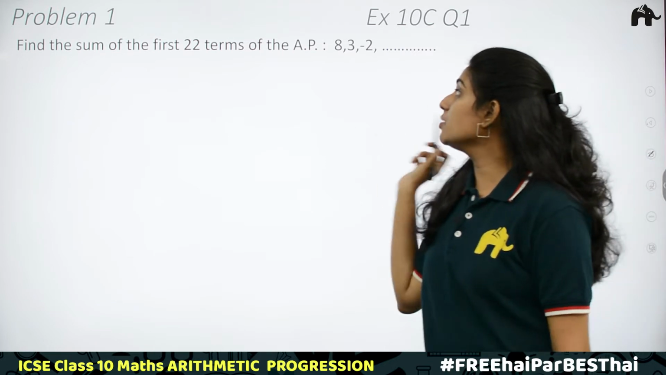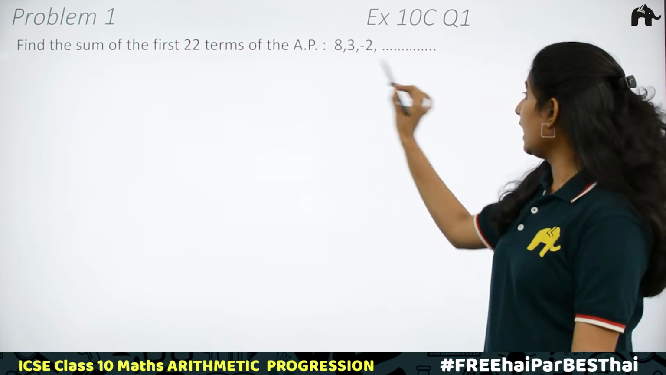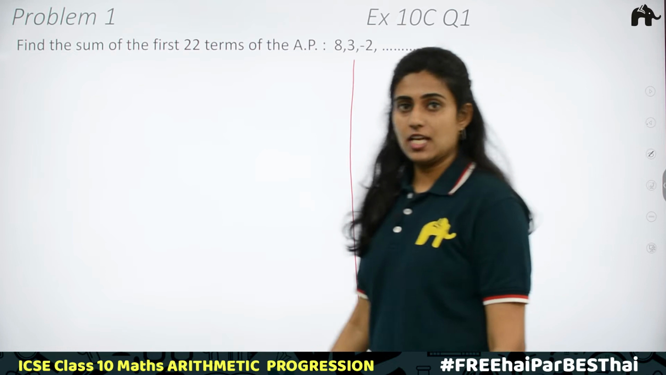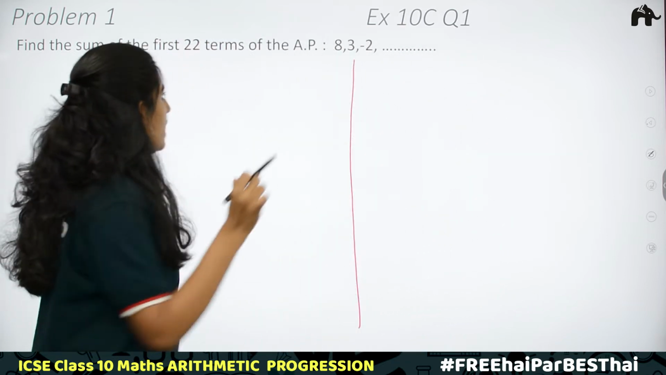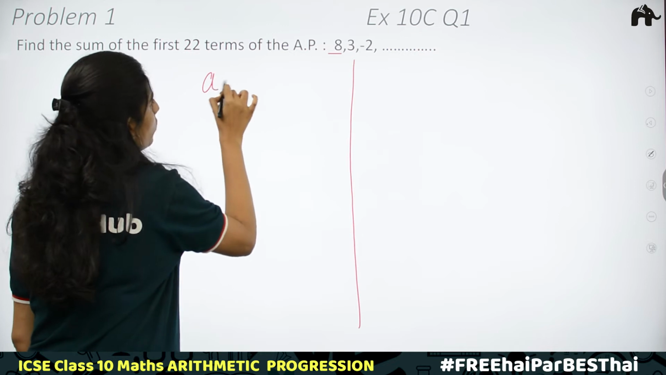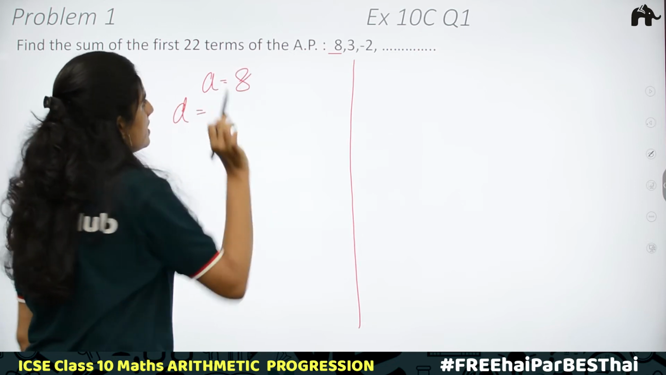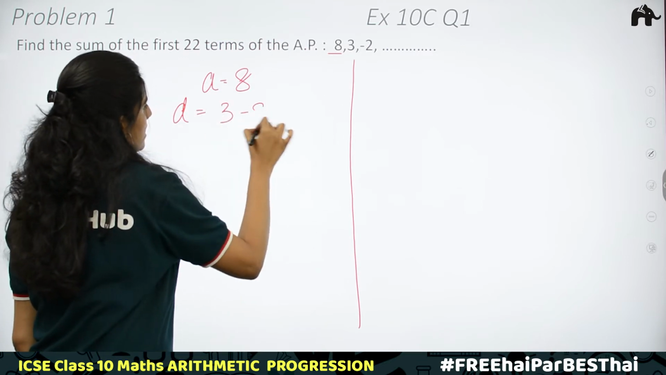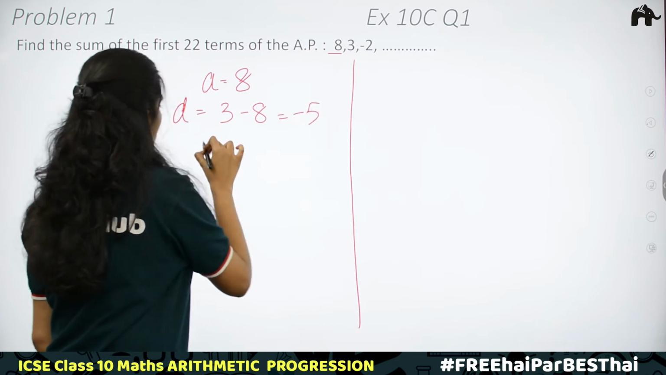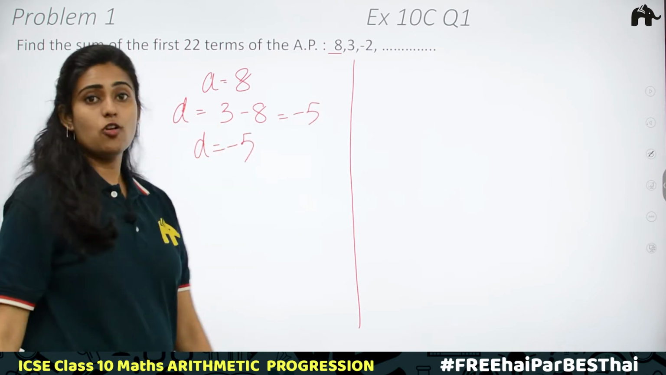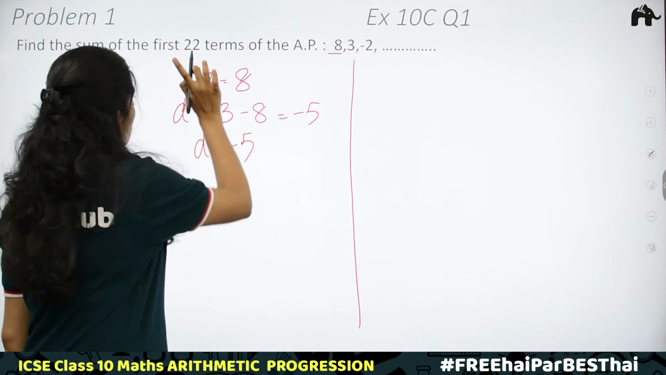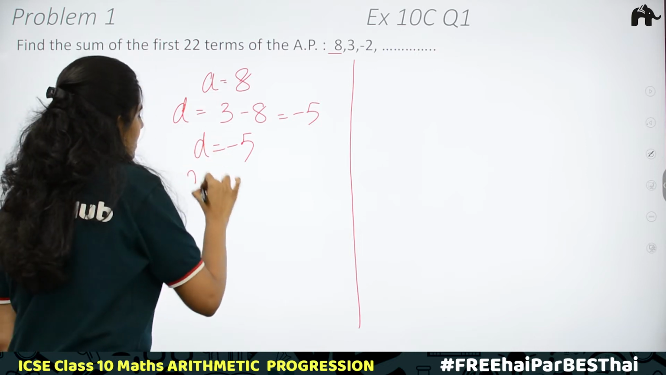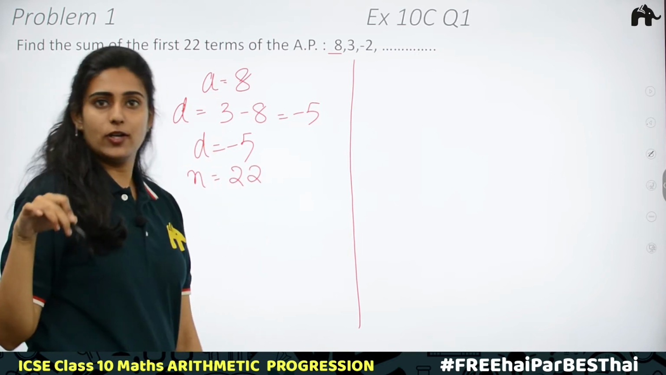Find the sum of first 22 terms of the AP 8, 3, minus 2, etc. Here what is the first term? We have to find the sum of first 22 terms. This is the first term, a is equal to 8. Now the common difference, d is equal to second term minus first term. Second term is 3, first term is 8. 3 minus 8, which is equal to minus 5. Common difference d is equal to minus 5. What else is given? We have to find the sum of first 22 terms. Then what is 22? Yes, n value is equal to 22. Number of terms is equal to 22.